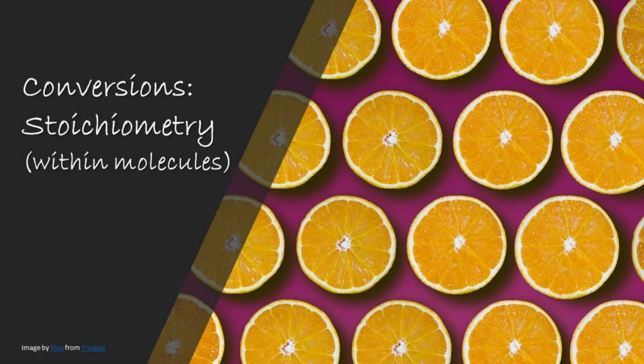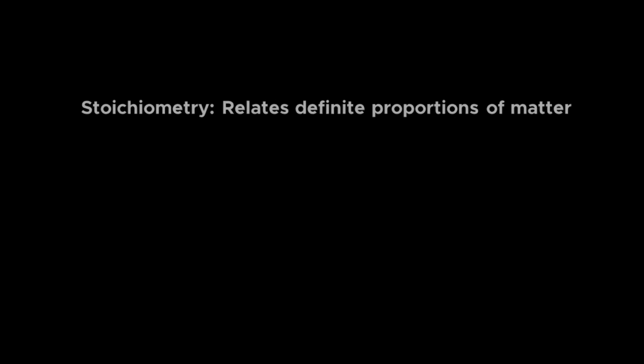In this video, we'll look at how to apply stoichiometry conversions. Stoichiometry is how we can relate definite proportions of matter to one another. Usually this takes the form of comparing amounts of reactants and/or products from a balanced chemical equation. Here, we will look at how to apply stoichiometry within a molecule.